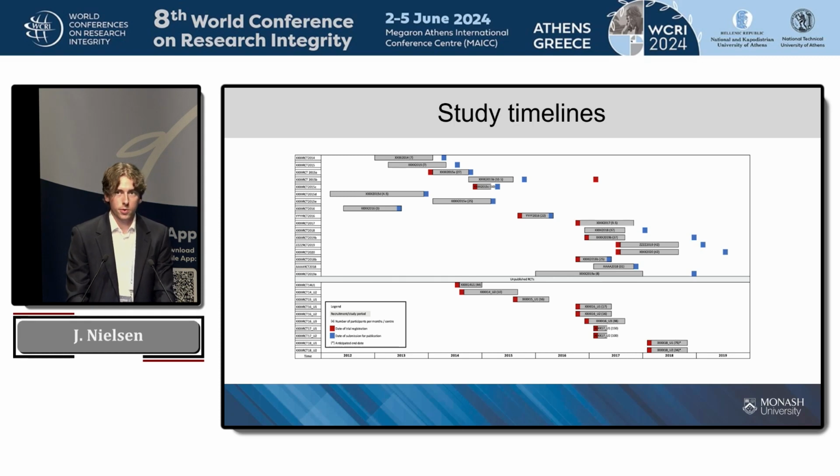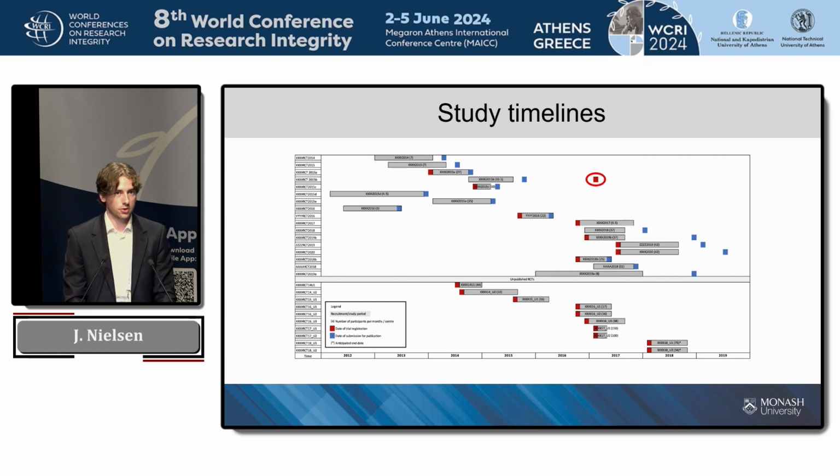Importantly, from that we can generate study timelines. So the grey bars are the start date and end of follow-up for each of these trials. Each trial is on a separate row. The red boxes are the date of registration, and the blue boxes the date of submission to a journal. And so this graph tells us a couple of things. First, it allows us to identify retrospectively registered studies.